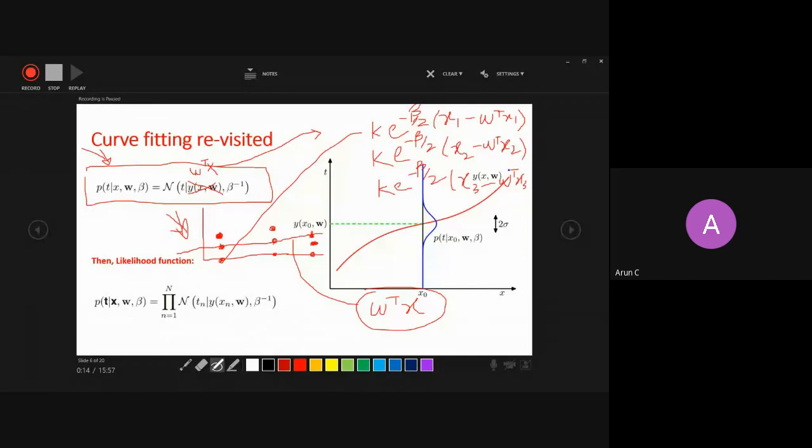How will I compose my likelihood function? Anybody? These are the 3 probabilities P1, P2, P3 corresponding to x1, x2, x3. How am I going to get a probability likelihood function from this?